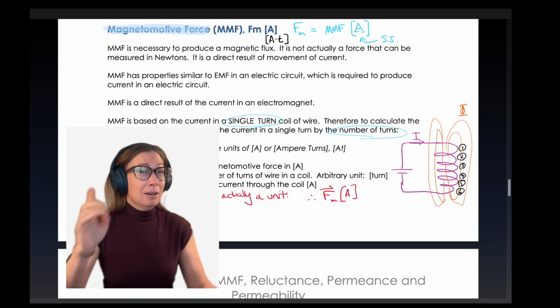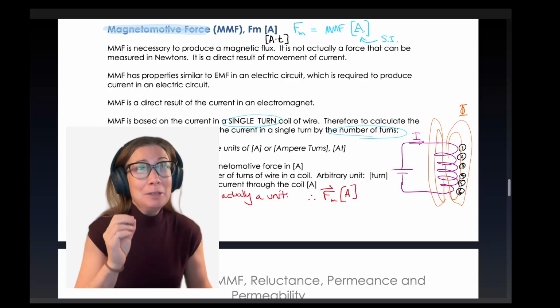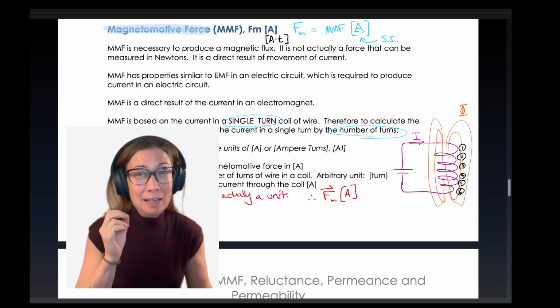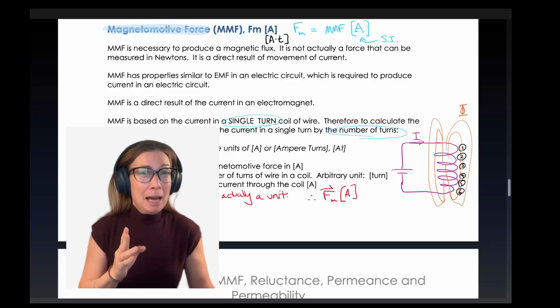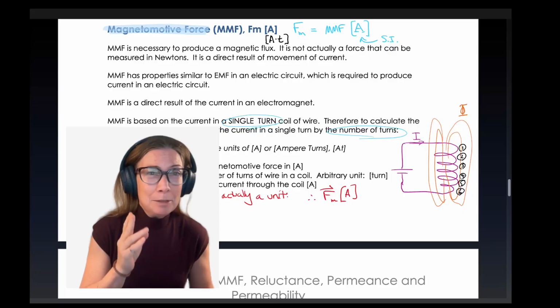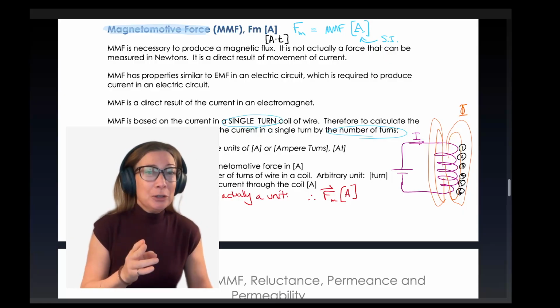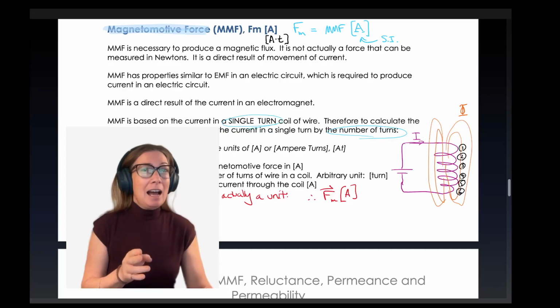Magnetomotive force, call it MMF or F sub M, measured in amps times turns. It relates to electricity. Put it on your formula sheet. However, turns is not actually an SI unit, so it's actually just measured in amps.